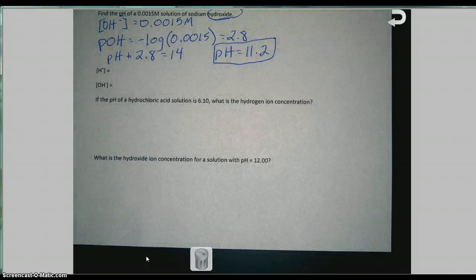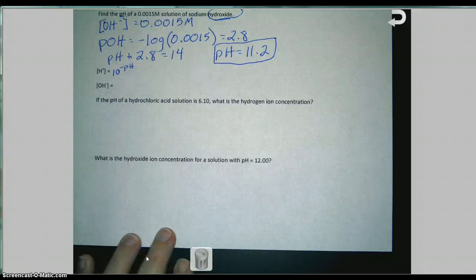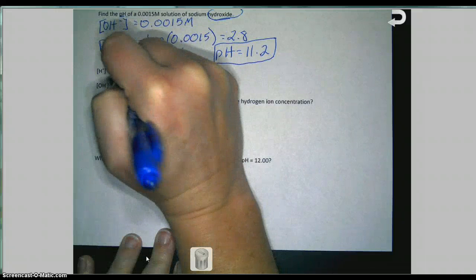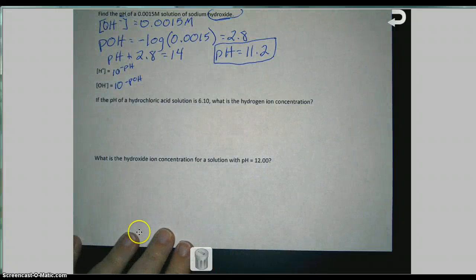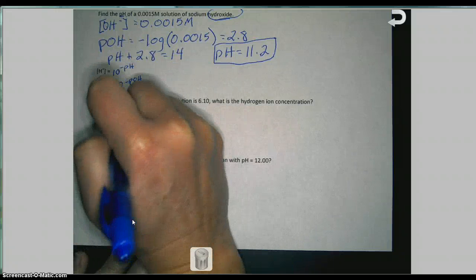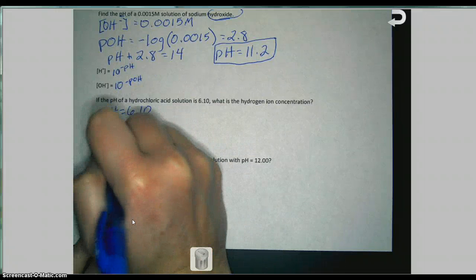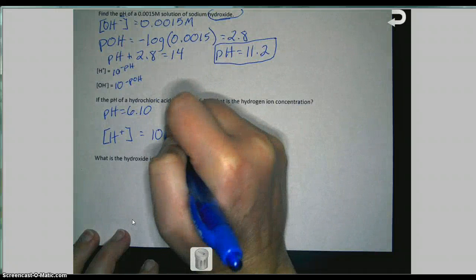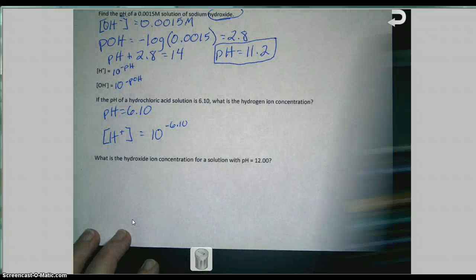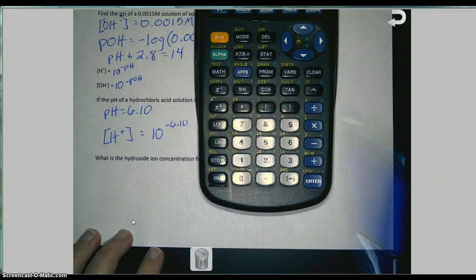All right, so our H plus concentration, 10 to the negative pH, and our OH minus concentration, 10 to the negative pOH. Okay, so here's our question. If the pH of a hydrochloric acid solution is 6.10, so the pH equals 6.10, what is the hydrogen ion concentration? So the hydrogen ion concentration equals 10 to the negative 6.10. So in our calculator, if you look at the log button right here, if you do second log, it's 10 to the x. That's what we're going to use.